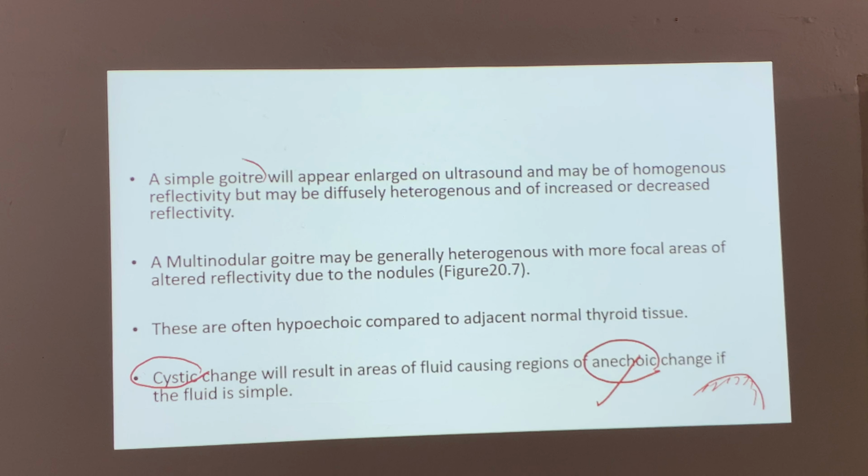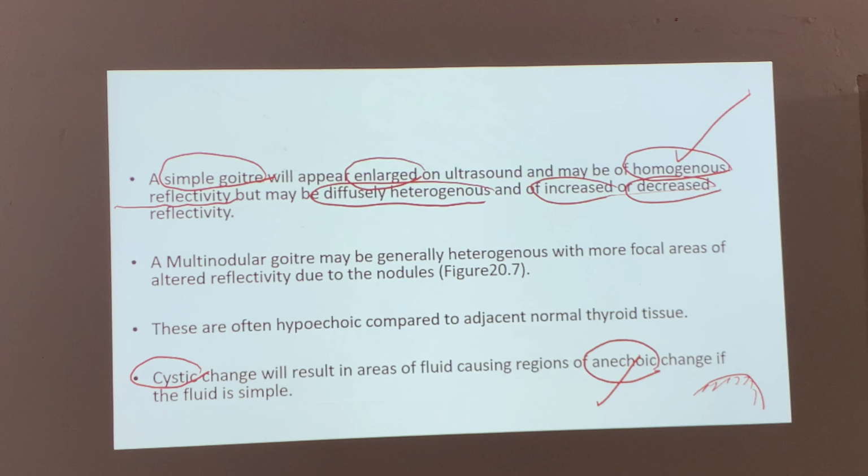And we take simple goiter. They appear to be enlarged. Goiter is an enlargement of the thyroid, which is already known, and may be homogeneous. If it is a simple goiter, it has homogeneous reflectivity, but may be diffusely heterogeneous and of increased or decreased reflectivity. So it depends upon the tissue. It can be completely homogeneous or diffusely heterogeneous, where all the areas look similar.